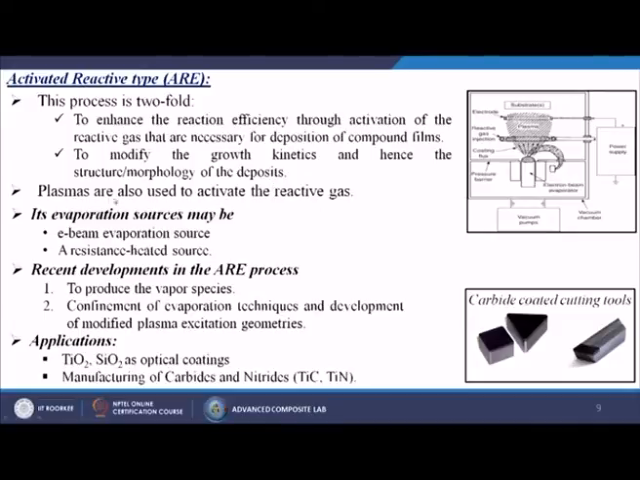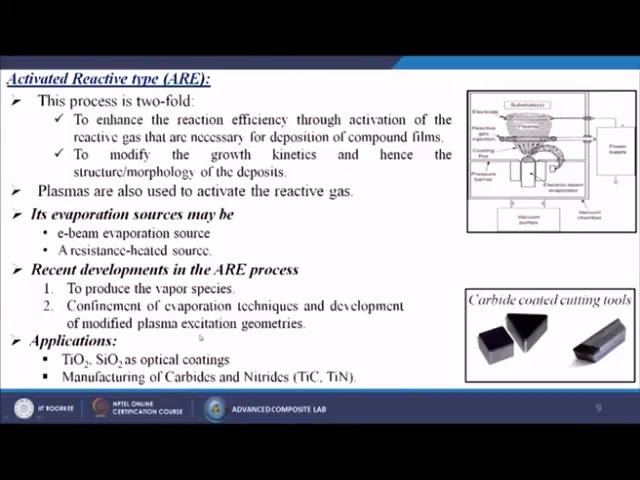Plasma is also used to activate the reactive gas. Its evaporation source may be either an E beam source, that is an electron beam, or some kind of resistance heated source. So recent developments in the ARE process are to produce the vapor species, confinement of evaporation techniques, and development of modified plasma excitation geometries.